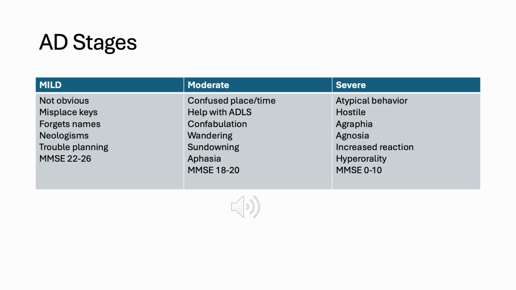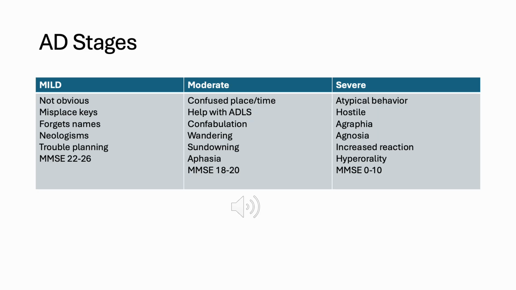Wandering. So that is a safety issue you'll have to mitigate. Sundowning, this is when people get more confused at night, and they start having aphasia, receptive and expressive aphasia. And their mini mental exam will be 18 to 20.